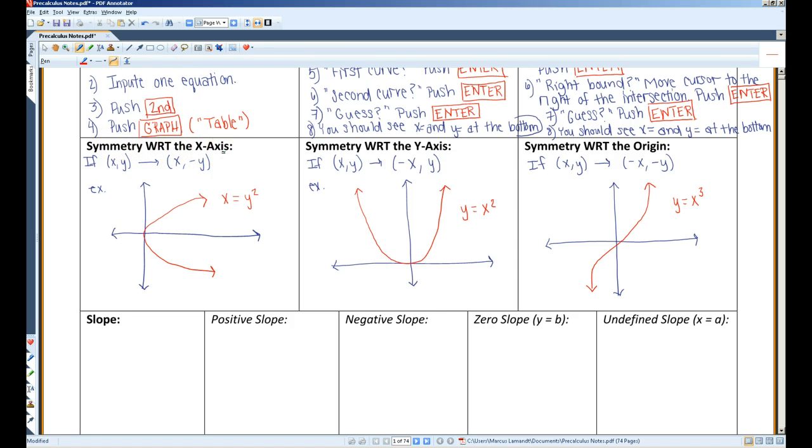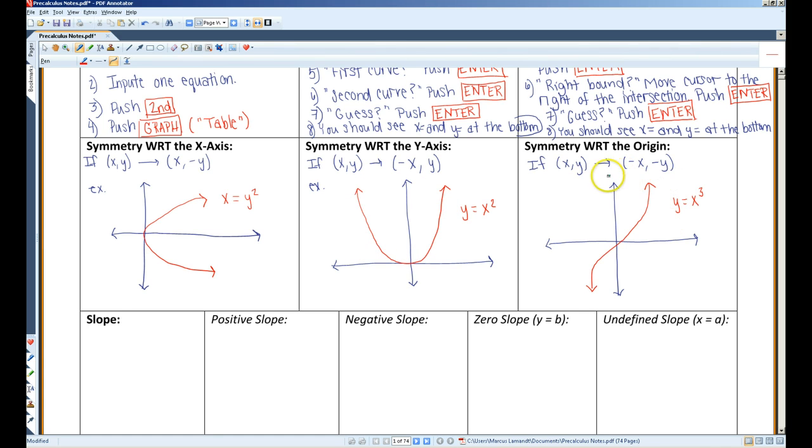A graph is said to be symmetric with respect to the x-axis if, for every point (x, y) on the graph, the point (x, -y) is also on the graph. For example, x equals negative y. A graph is said to be symmetric with respect to the y-axis if, for every point (x, y) on the graph, the point (-x, y) is also on the graph. For example, y equals x squared. For every point (x, y), the point (-x, y) is also on the graph.